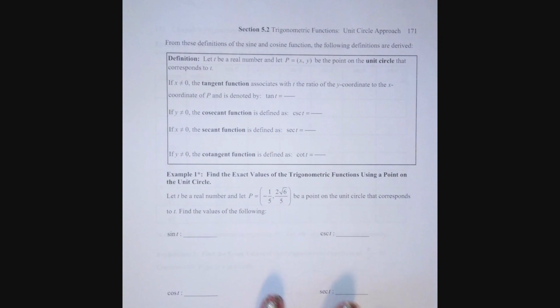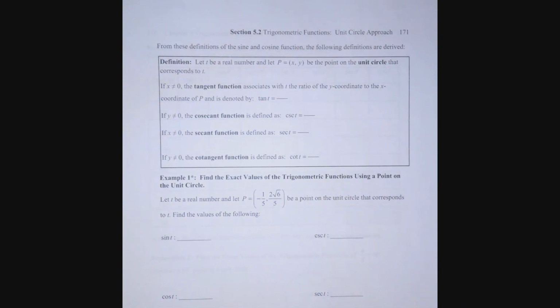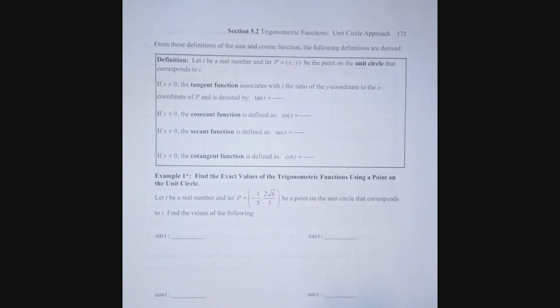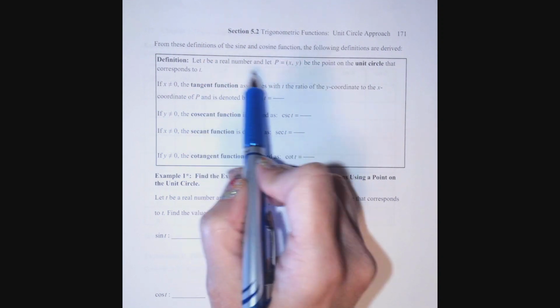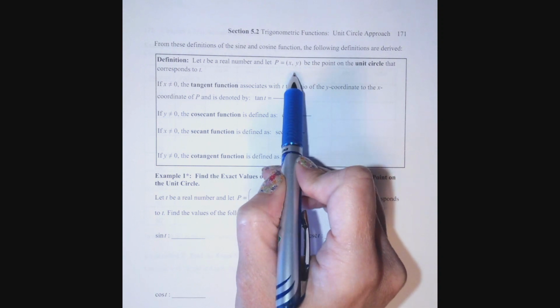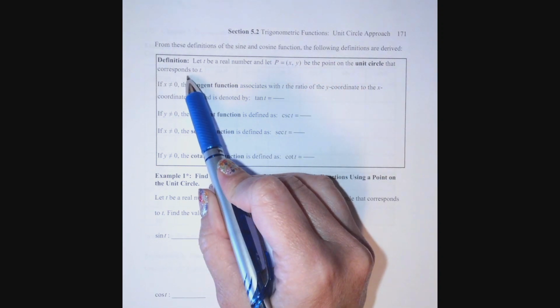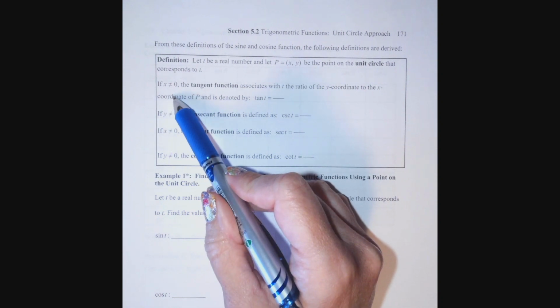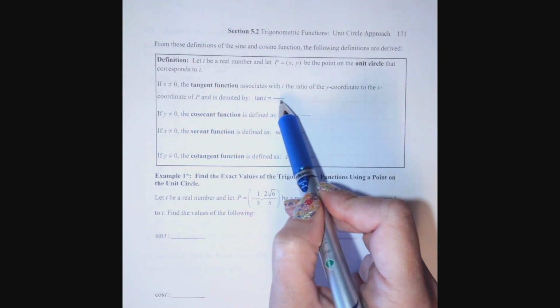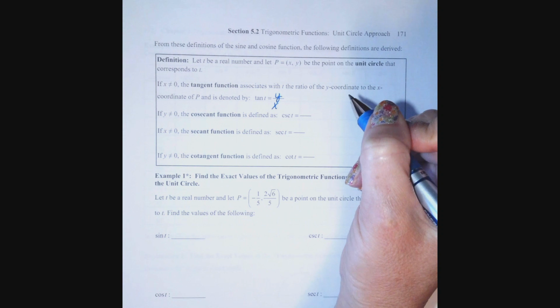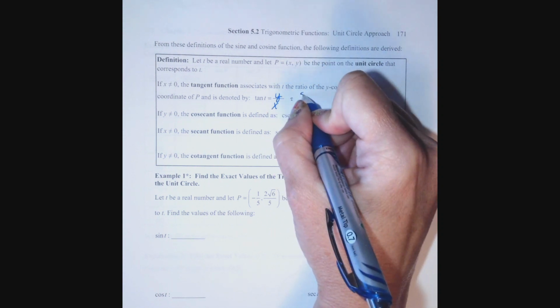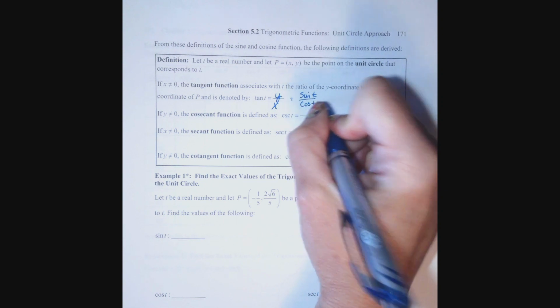On this next page, we're going to go ahead and define the remaining 4 trig functions. From the definitions of sine and cosine, we derive the rest of them: tangent, cotangent, secant, and cosecant. Let t be a real number, so that's our argument. Let P, a point, have coordinates x, y on the unit circle that corresponds to that location. So as long as x is not 0, the tangent function associated with t is the ratio of the 2 coordinates, y over x, which is going to be the same thing as sine of t over cosine of t.